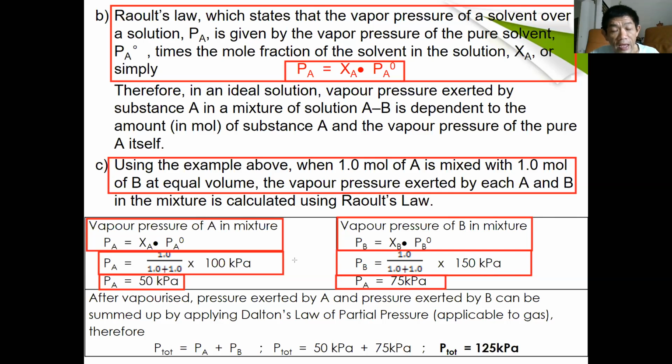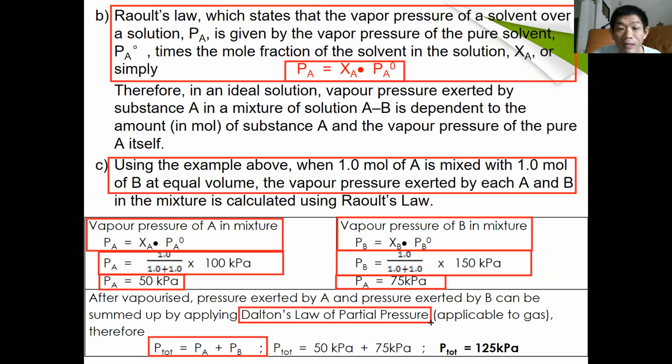So liquid A exerted a vapor pressure of 50 kilopascal. The mixture of liquid B exerted a vapor pressure B of 75 kilopascal also. So the total vapor pressure is the vapor pressure of A summed with the vapor pressure of B. This one, because now you are in vapor, you are in gas. When you are in gas, you can no longer use Raoult's law. You have to apply Dalton's law of partial pressure.